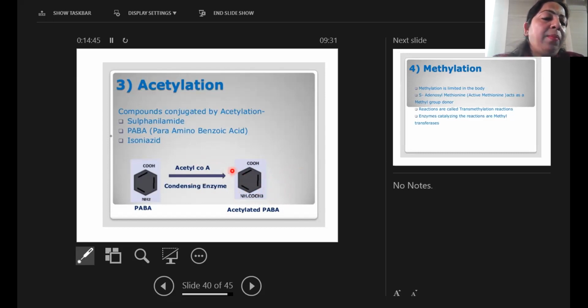Which enzyme is working here? Name the enzyme, please. Very good. Acetyl transferase is the enzyme.